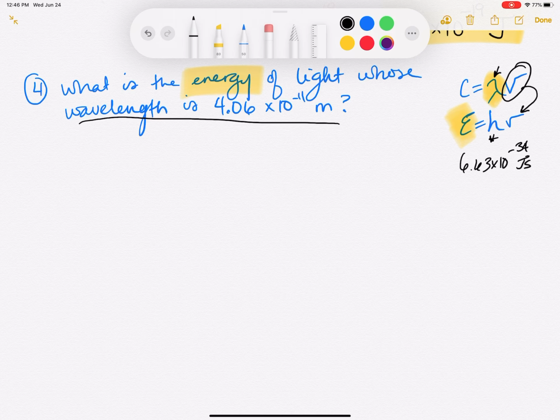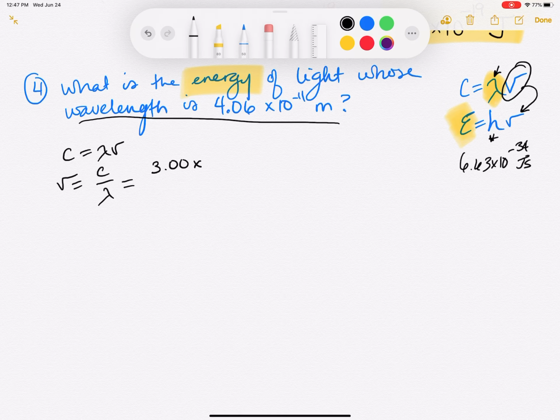So to begin with, I'm going to use my speed of light equation, and I know that I have my wavelength, so I'm going to go ahead and isolate that to solve for my frequency. The reason why I'm doing that is because speed of light is a constant as well. It's always 3.00 times 10 to the 8th meters per second. So when I'm solving for frequency, I'm going to end up saying speed of light divided by wavelength. Again, we're using 3.00 times 10 to the 8th meters per second, and I'm going to divide by the wavelength provided to me, 4.06 times 10 to the negative 11 meters.